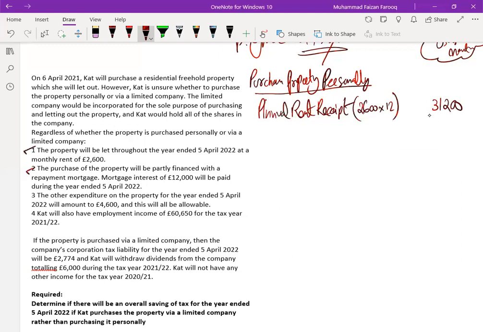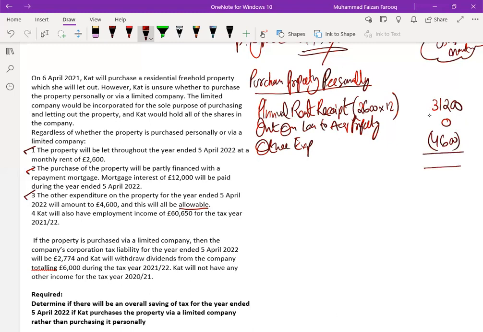Note 2, bank finance means interest on loan to acquire property. This will not be allowed. Then number 3, other expenses, they are saying all are allowable, so 4,600. And number 4 is employment income, no need, as we are calculating only property income. So how much will my property income be? 26,600. Now I will calculate the tax.